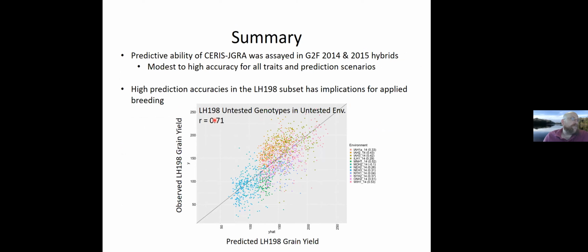And as you can see, we're looking at the LH198 untested genotypes and untested environments. The overall prediction accuracy is 0.71. We have a good separation of environments. Looking at the within-environment prediction accuracy, we have some very good environments, like Ontario 2014 with 0.51 and Wisconsin 14 with 0.53. But to be fair, we also have some environments where there's something else going on. Missouri in 2014 has a negative 0.1. New York 14 has a 0.04. So we have some environments where we get very good prediction accuracies for grain yield, and other environments where there's something to be desired.